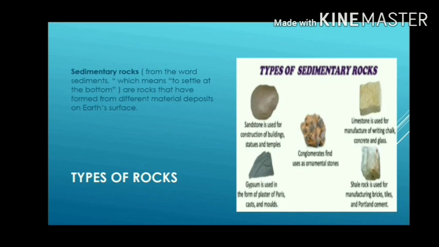We have also the conglomerate. It is used as ornamental stones. We have the limestone, which is used for manufacture of writing chalk, concrete, and glass. Gypsum is used in the form of plaster of Paris, casts, and molds. Shale rock is used for manufacturing bricks, tiles, and Portland cement.